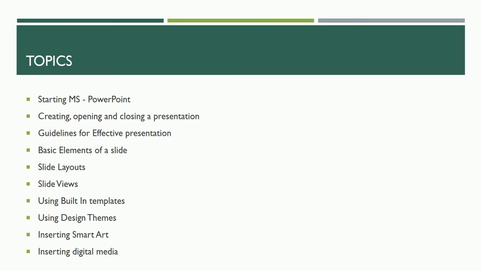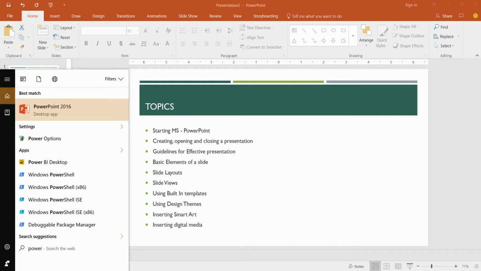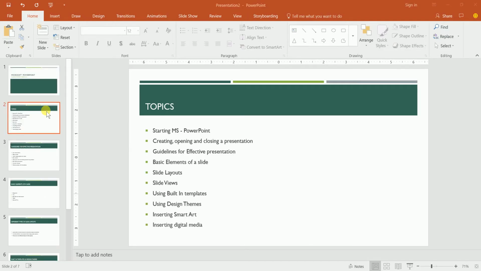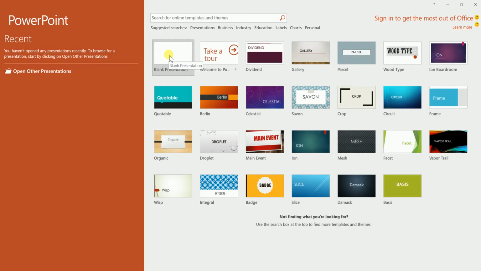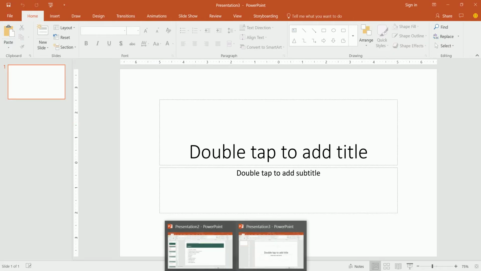So let's start. The first thing which I'll be telling you is starting MS PowerPoint. Now, how do you start PowerPoint? For starting MS PowerPoint, you just have to click here and type PowerPoint, and as soon as you type PowerPoint, this will come up. You just have to click here, and from here you can choose any of your built-in templates, or you can choose just a blank presentation and you can apply design themes on it later depending on your choice. Suppose I take up blank presentation here. That is how you start your PowerPoint.